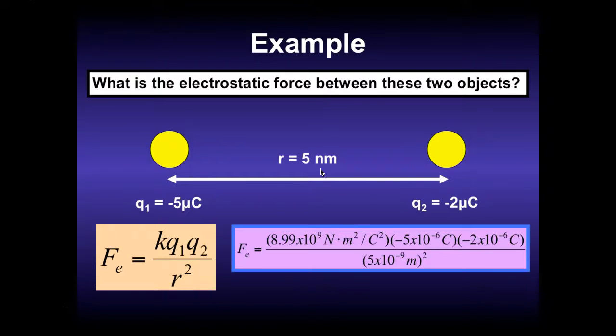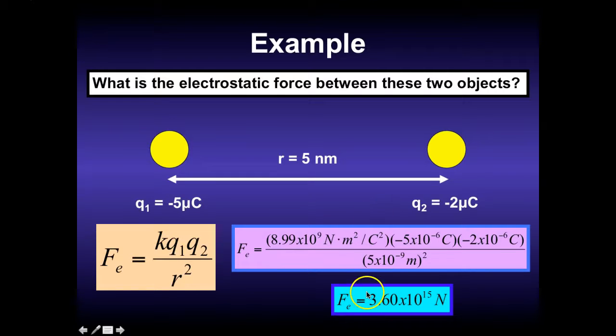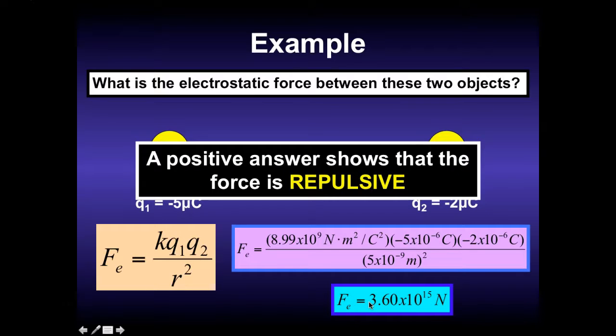I put that all into my equation. The microcoulombs are times 10 to the negative 6. The nanometers are times 10 to the negative 9th, so this is harder for you to do on the calculator. But what I want to show is a negative and a negative is a positive value. Those objects are going to repel. We know that. And I get a positive force, 3.6 times 10 to the 15th newtons, and it's a positive. That positive means they're repulsive.